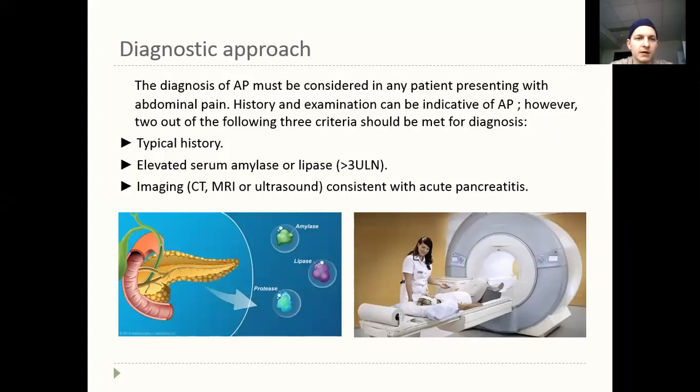Diagnostic approach. The diagnosis of AP must be considered in any patient presenting with abdominal pain. History and examination can be indicative of AP. However, 2 out of the following 3 criteria should be met for diagnosis: typical history, elevated serum amylase or lipase more than 3 times the upper limit of normal, and imaging, CT, MRI, or ultrasound, consistent with acute pancreatitis.